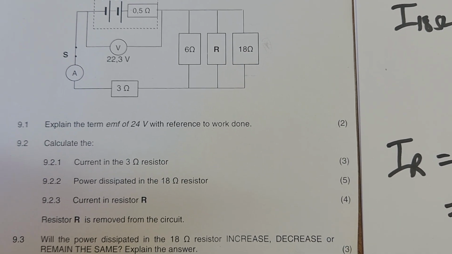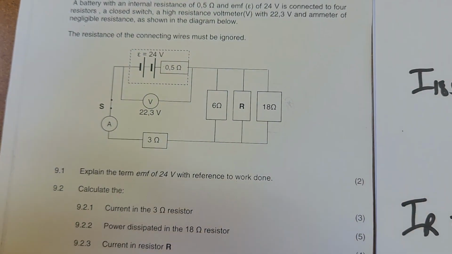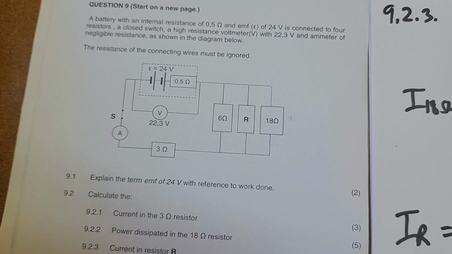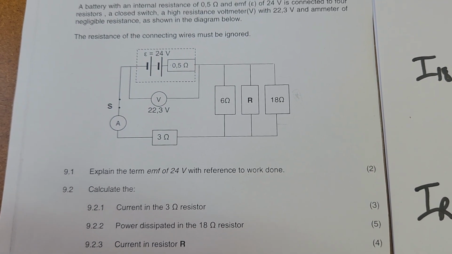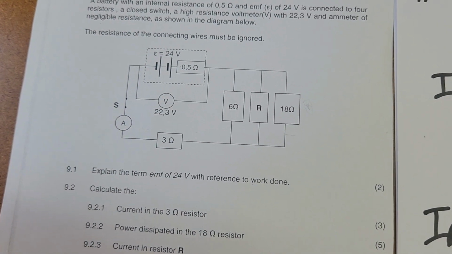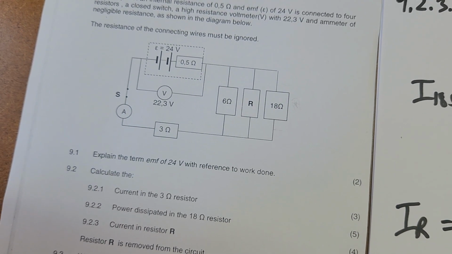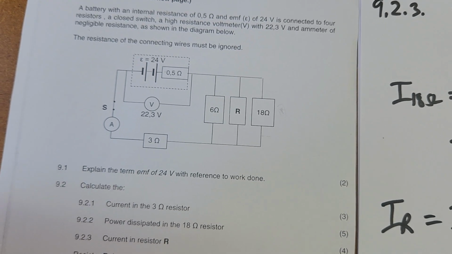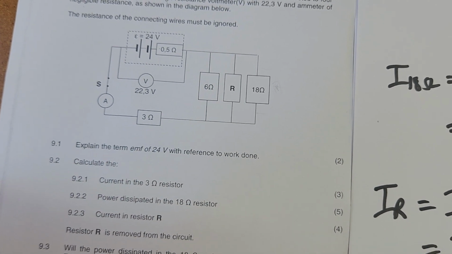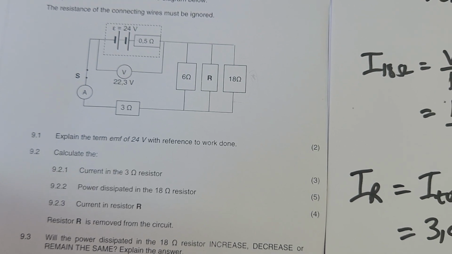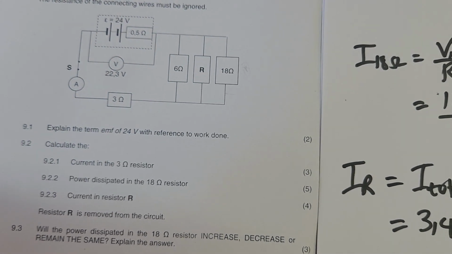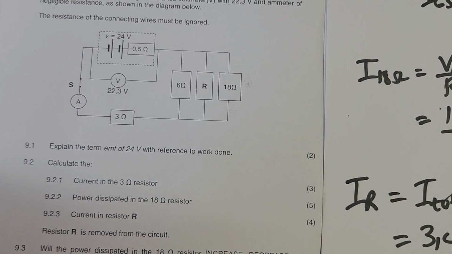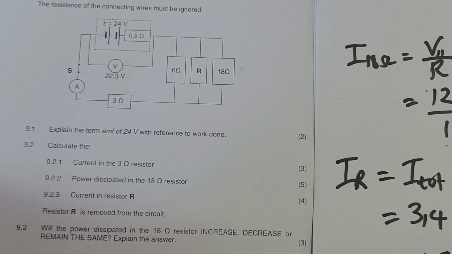I hope you understand my explanation that when resistors are connected in parallel and you remove one of the resistors, the current flowing in the remaining resistors will increase. So the total resistance of the circuit will increase and the total current will decrease, but the current in the remaining resistors in the parallel combination will increase. In this case, that's the first mark.